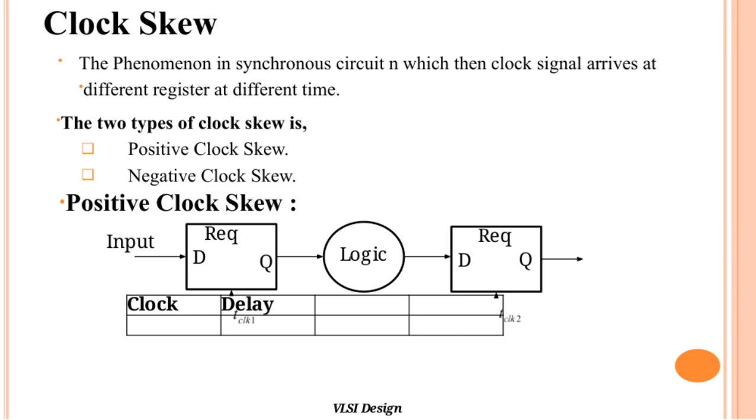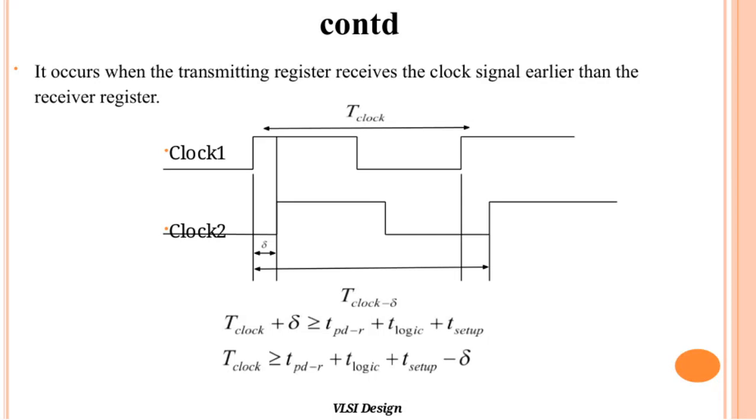Understanding the impact of clock skew is vital in VLSI design since it directly influences how reliably your circuit operates at high speeds. Managing clock skew ensures data is transferred correctly between registers without timing errors. The table here summarizes key parameters like clock timing and delay, which help designers analyze and mitigate clock skew effects in their circuits.